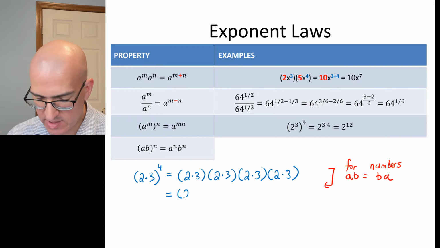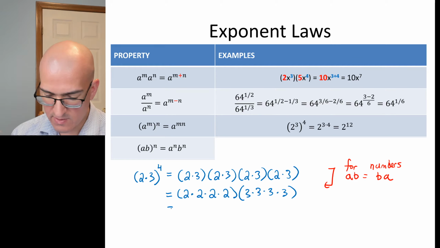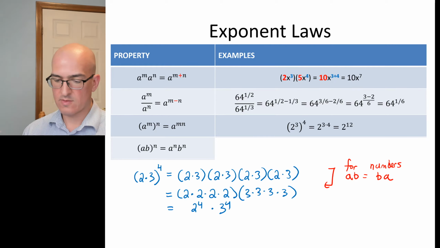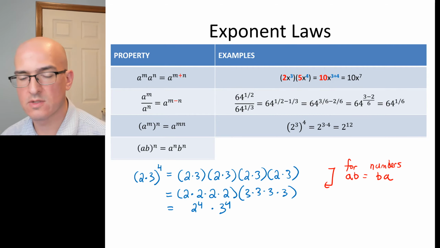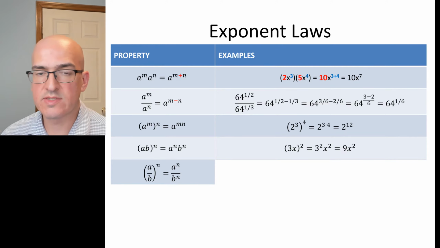I'm going to put all the 2's together. I have the first 2, the second 2, the third 2, and the fourth 2. And then I'm going to put all the 3's together. 3, 3, 3, 3. Well, that first bracket is 2 to the power 4. And the second bracket is 3 to the power 4. So that shows that the property holds. The last one is the same.